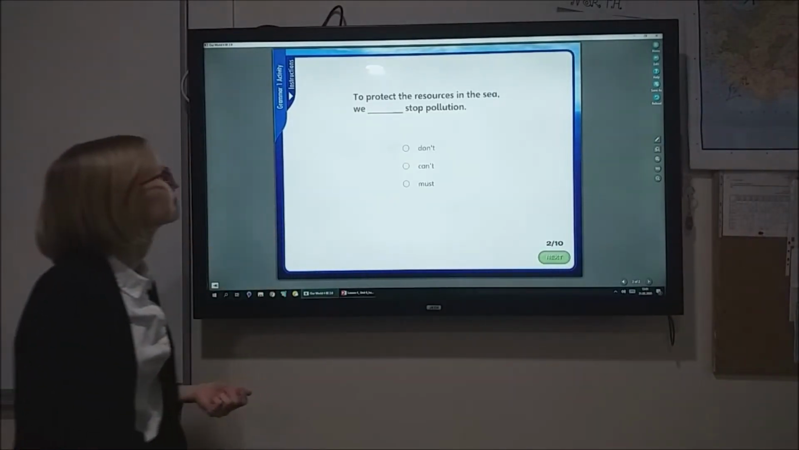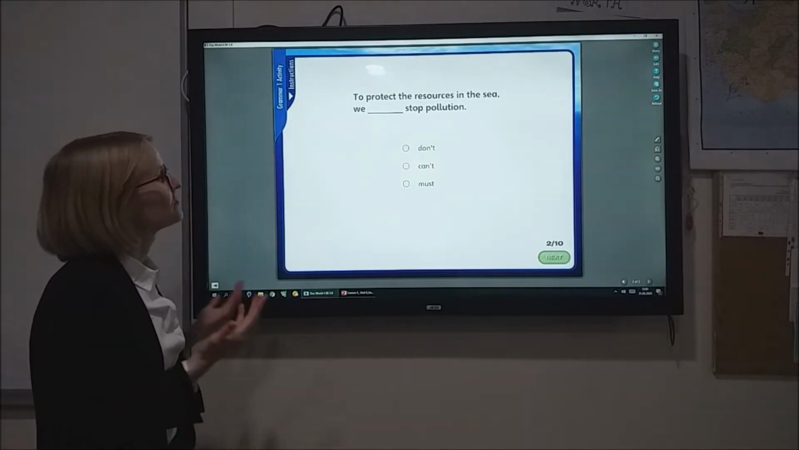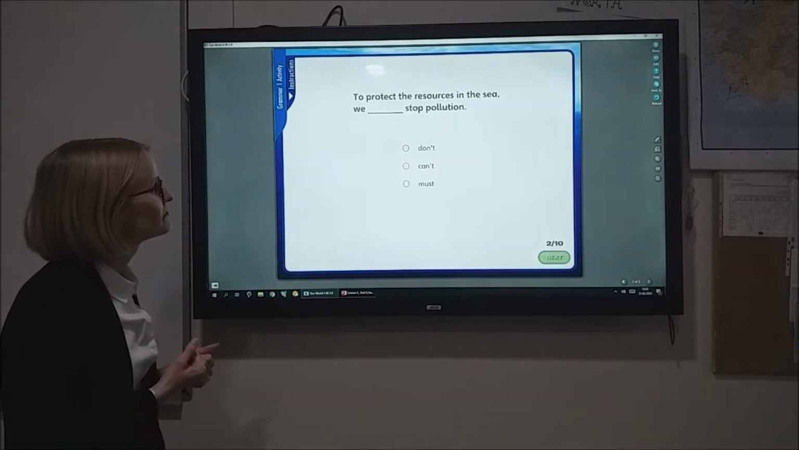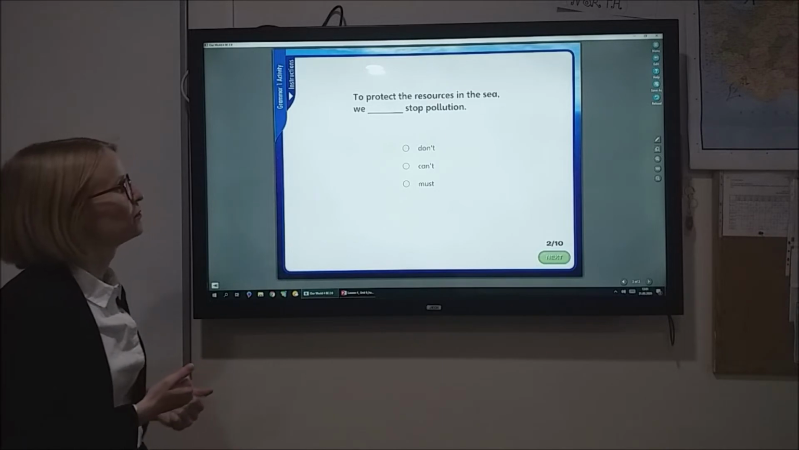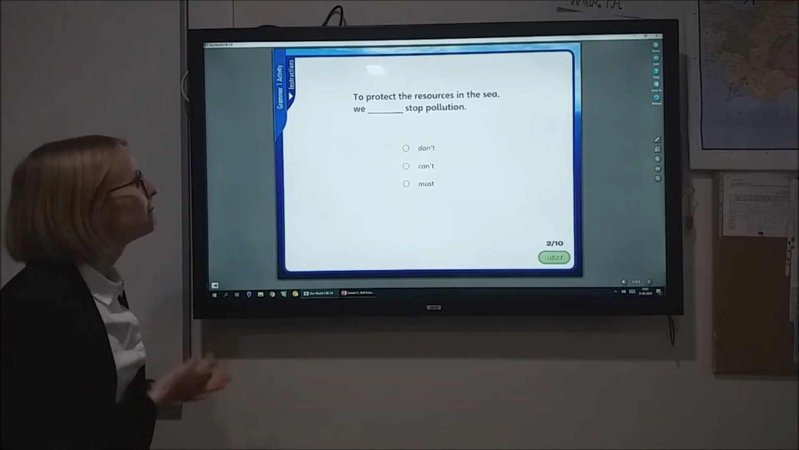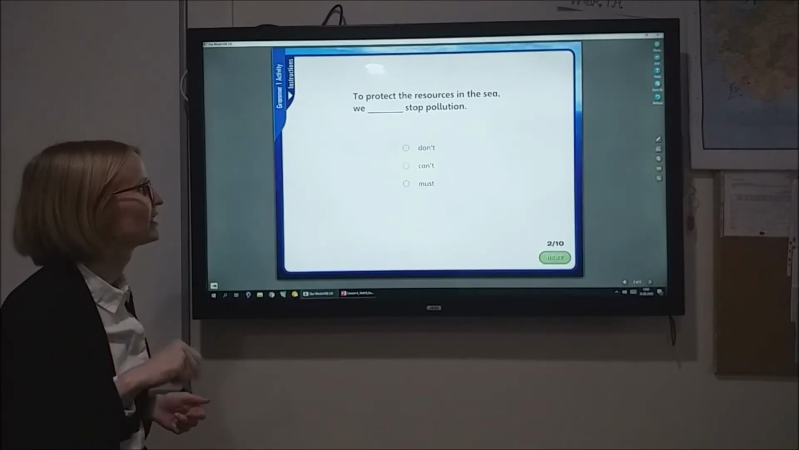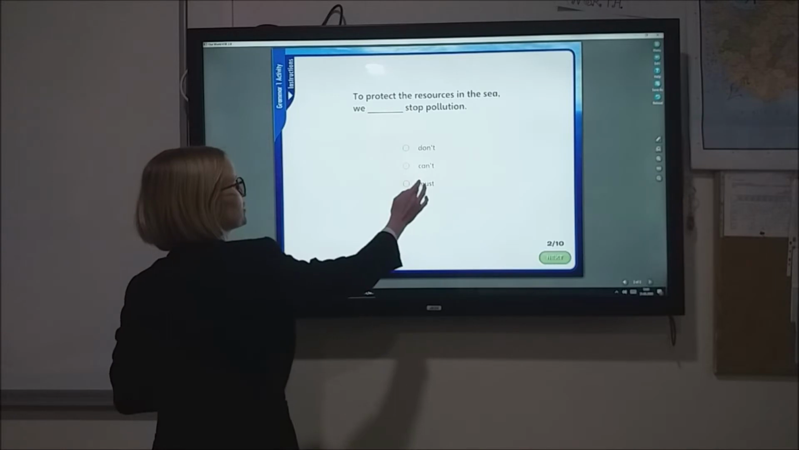Next, read. To protect the resources in the sea, we don't stop pollution. We can't stop pollution, or we must stop pollution. We must stop pollution.